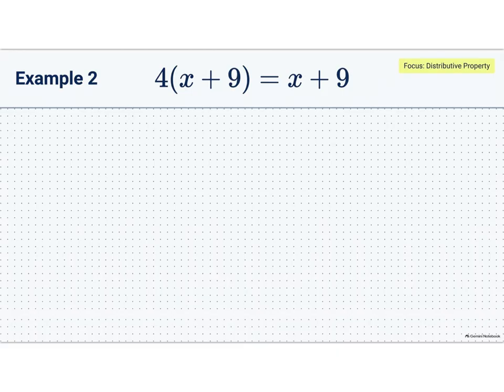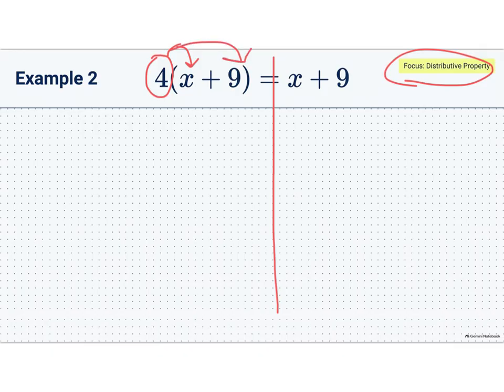Okay, next example. Now this problem requires distribution. So we have to distribute first. We're going to distribute the number that is in front of the parentheses, which is a 4, to everything inside of the parentheses. So 4 times x is 4x. And then 4 times 9 is 36.